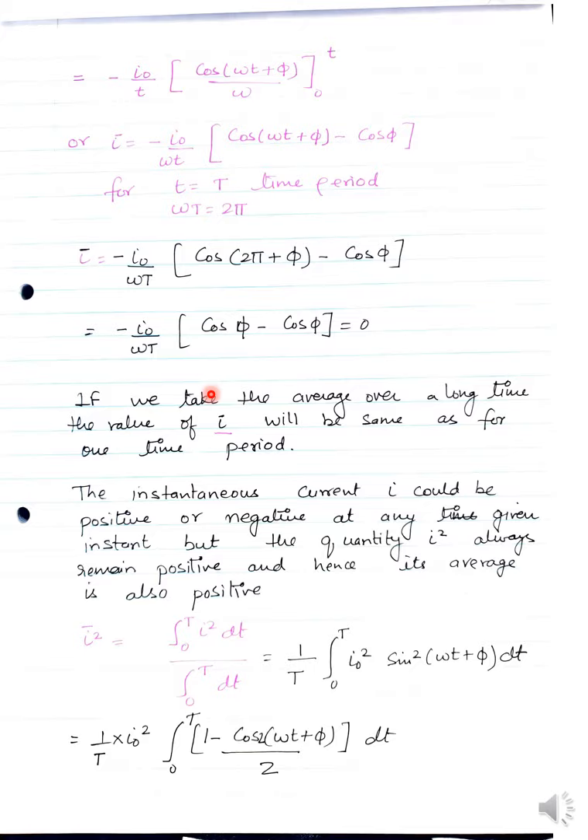average or mean current value is valid for a long time value also. So it's not valid just for a particular time period. If we take the average over a long time, the value of I bar will be the same as for one time period. However, the instantaneous current at any particular time instant could be positive or negative, but the quantity I square, if we are squaring the current, always remains positive.